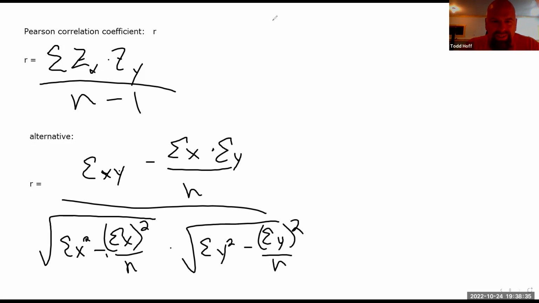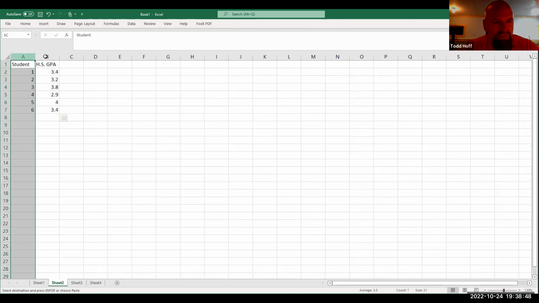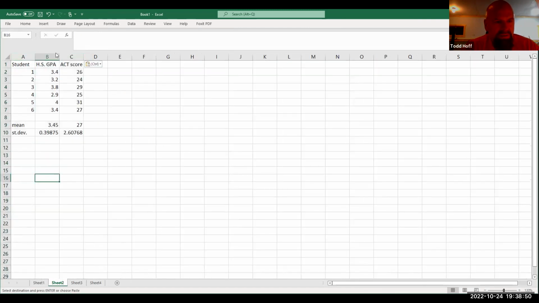Let me show you what this means. Let's get back to Excel here. I'm going to copy these 3 columns to a new sheet. So there's my GPA and ACT score again. So remember the values we needed. One were the sum of the X's. So the sum of the X's, I'm just going to add these values up. The other was the sum of the Y's. So I'm just going to add up the Y's. Here's the sum of all the ACT scores.